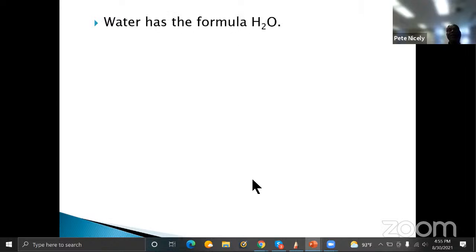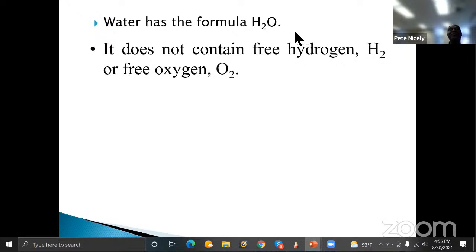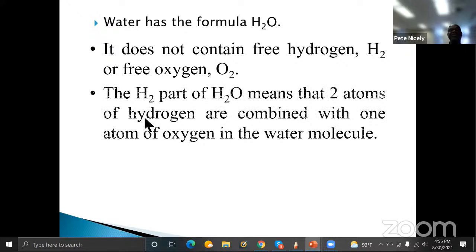All right. Okay, now here we're going to talk about the difference between the elements that exist in a compound and the element that exists by themselves. So we know that water has a formula H2O, right? It's very important that you recognize that the water that we're talking about does not have any free hydrogen or free oxygen. What you have in water is hydrogen combining with oxygen in a particular proportion, 2 to 1, all right? So the H2 part of water means that there are 2 atoms of hydrogen combined with 1 atom of oxygen in the water molecule, all right?